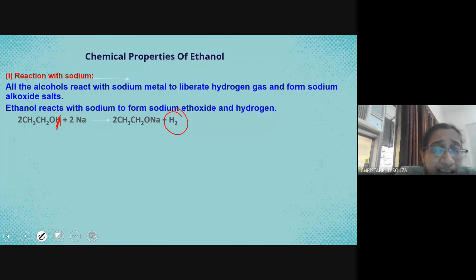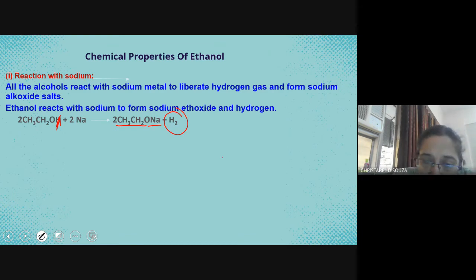So this is known as sodium ethoxide. What is it known as? Sodium ethoxide. And hydrogen gas is liberated. It's very simple. Organic chemistry reactions are very easy if you understand the base of it. This is my ethyl alcohol.